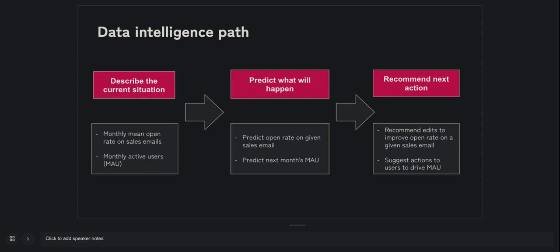So that's my overall spiel on data science and some of its sub-sciences.